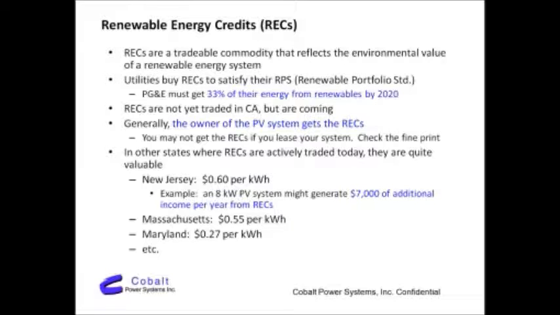And so, a little homeowner can have a little 4, 5, 6, 8 kilowatt system, 10, 20 kilowatt system, whatever, and once the California Public Utilities Commission authorizes RECs to be traded, that homeowner can sell his or her RECs to whomever wants to buy them, and it might be the utility.